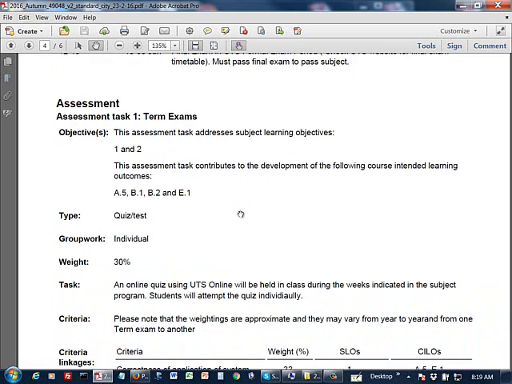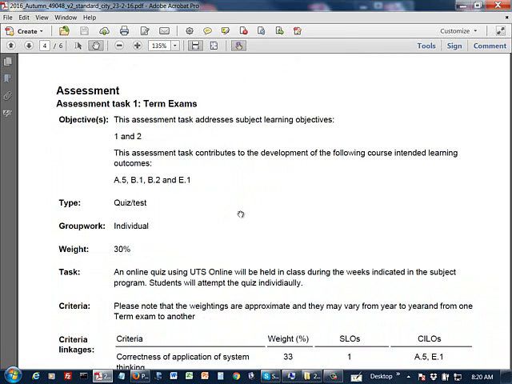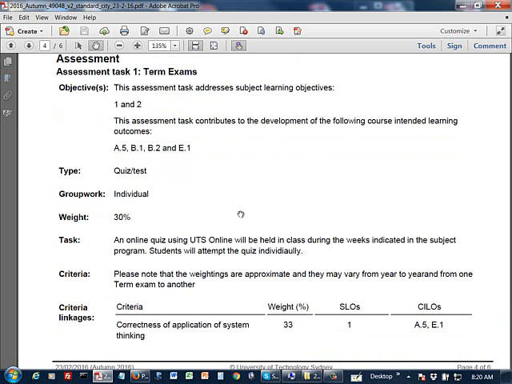So in terms of assessments, we have 3 important assessments in this subject. The first assessment is the term exam. Term exams are held throughout the semester, and as we saw earlier in the program, there were 5 quizzes. So these 5 quizzes form part of the term exam, and they address objectives 1 and 2 of the subject. Altogether, the term exams form 30% of the subject mark, and they are taken individually. It is an online quiz on UTS Online, and as I've already indicated to you, the dates on which those quizzes will be held.